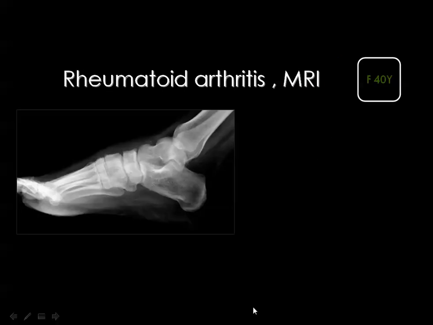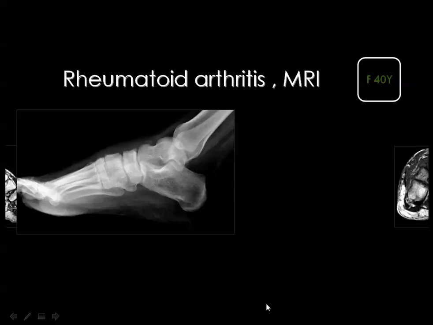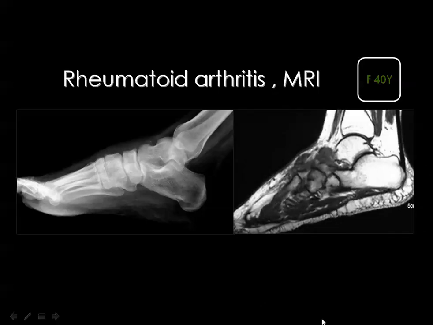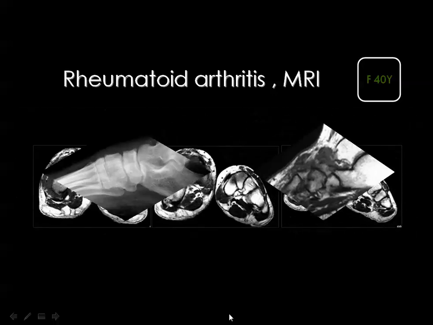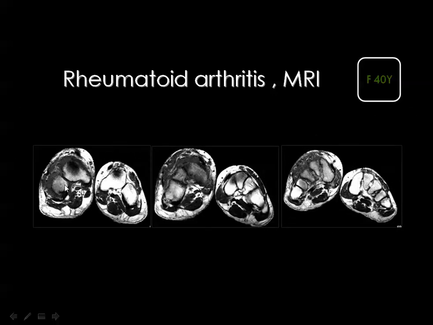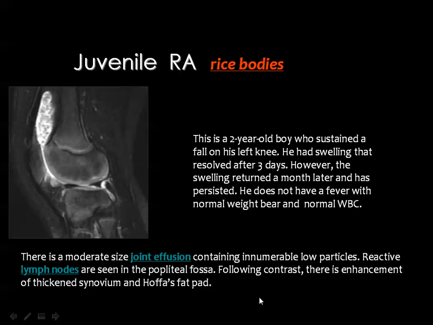In the plain X-ray, you may not be able to appreciate the changes of rheumatoid arthritis if they are early, but this is the value of MRI where you can see the erosive changes in the bone, and you can see also the synovial hypertrophy and soft tissue edema. This is also appreciated in the axial images compared to the normal side, and you see the synovial hypertrophy and the soft tissue inflammatory changes.